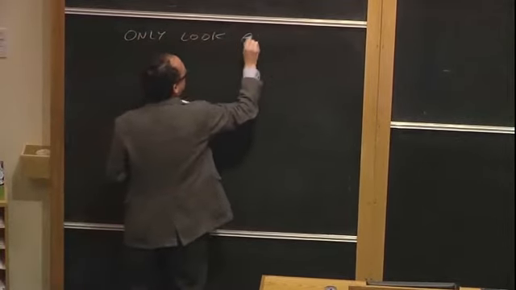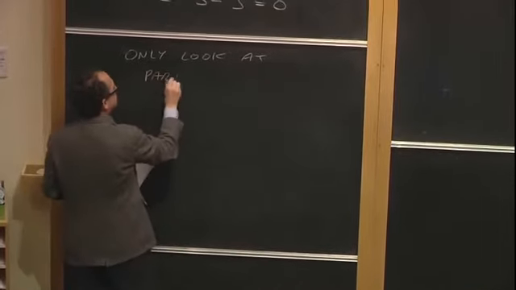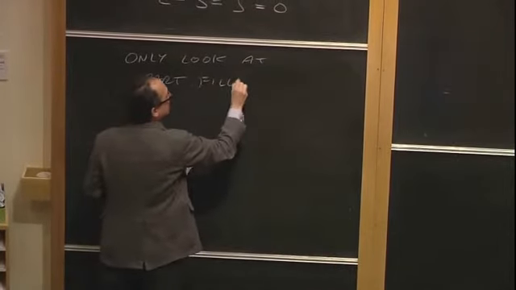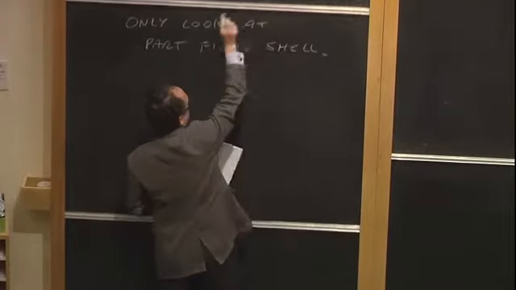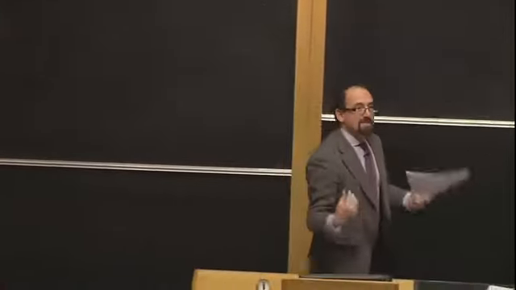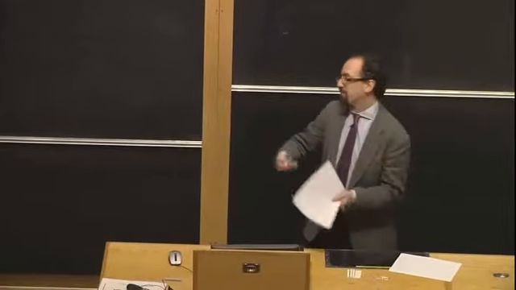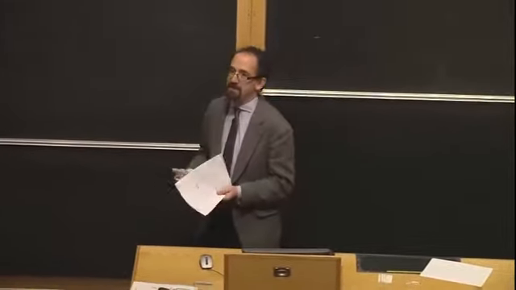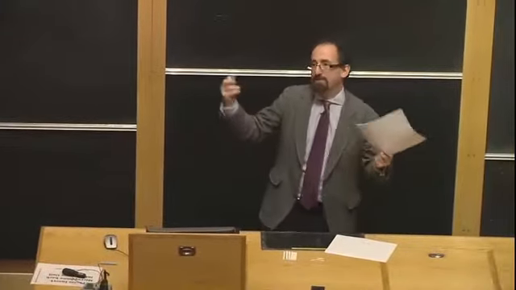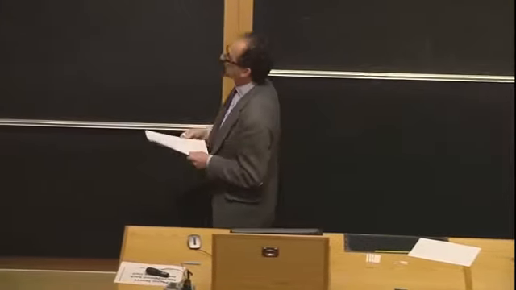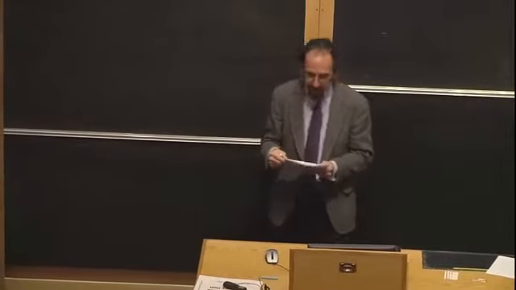So a filled shell has no angular momentum at all, and that means we only look at part-filled shells. Okay, so that's going to help us out a lot. But still, you can have a part-filled shell with 3, 4, 5, 6, 7 electrons in it. If it's a big shell, you could have 13, 14 electrons in a partially filled shell. So this could still be pretty complicated.